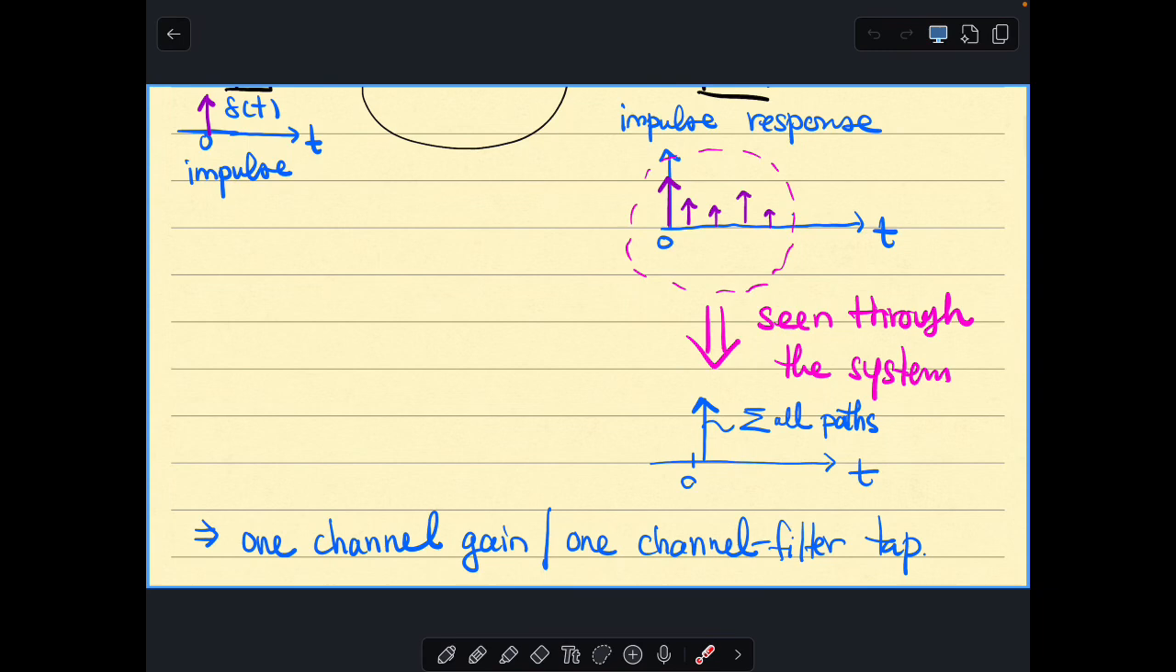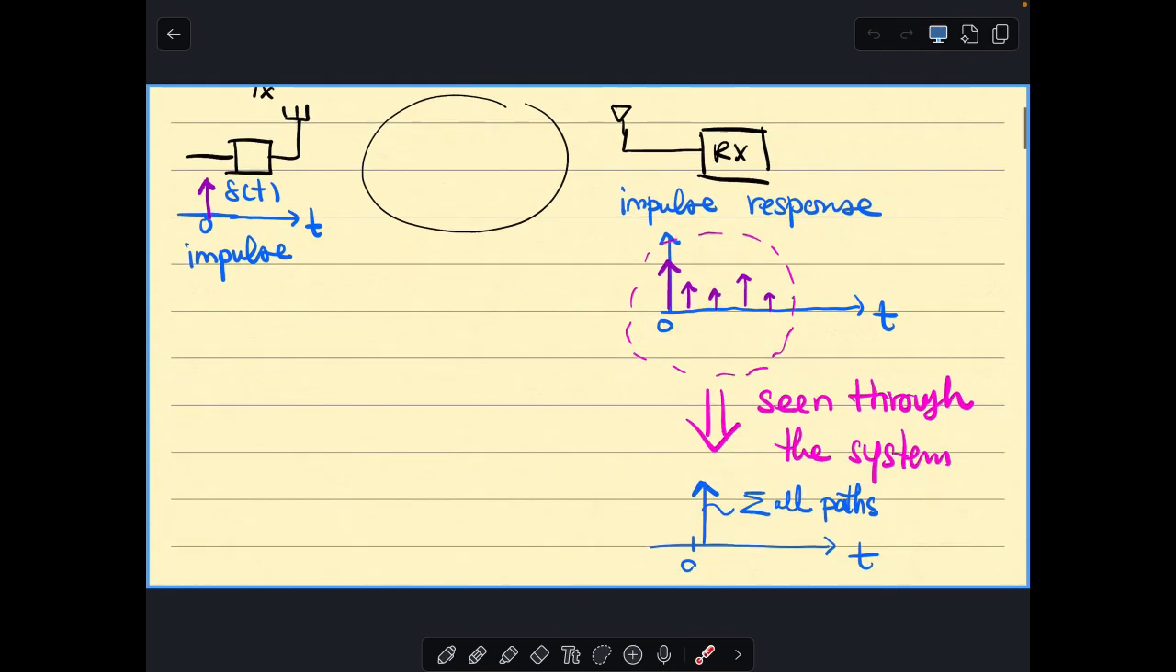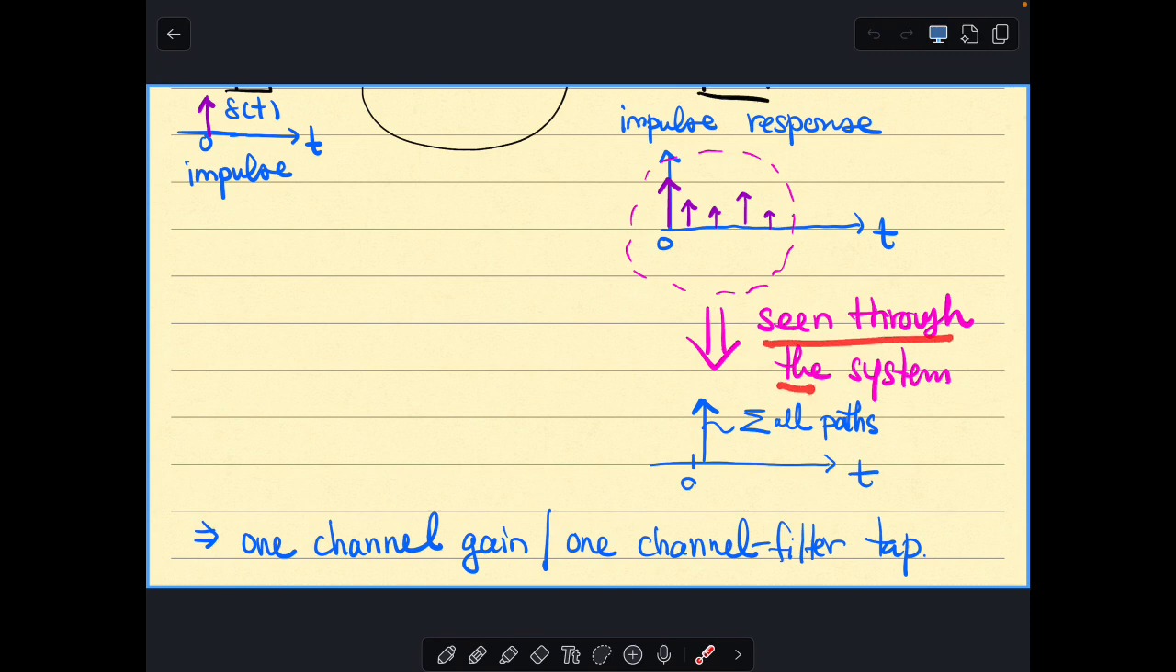Now, if the system is narrowband with small bandwidth, you can think of it as a camera with a very small number of pixels or very low resolution. That means if these five pulses are close together, the system will not be able to distinguish them. Seen through the system, it will look at all of this as one pulse. So this one pulse is the sum of all the paths. Here sigma means the sum. You just add all of this together.